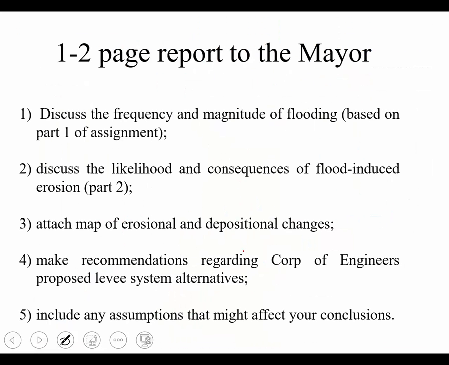Now the report to the mayor is a 1 to 2 page typed report that would be read in a council meeting, where you will first of all discuss the frequency and magnitude of flooding based on the first part of your assignment. Now in particular, focus on those two floods and the recurrence interval of those two floods that caused so much damage. Because remember, one of the questions might well have been, were those 100-year floods? Were they 1-year floods? In other words, how likely is it that flooding is going to occur again?